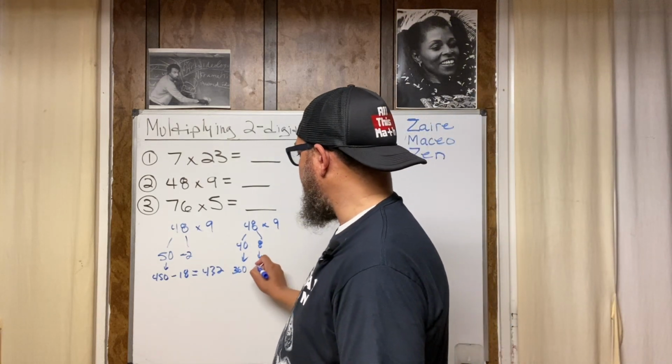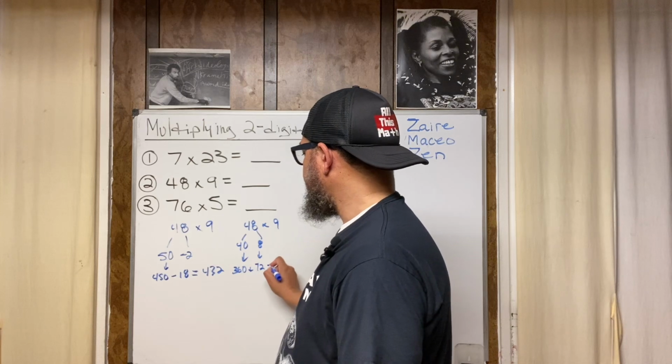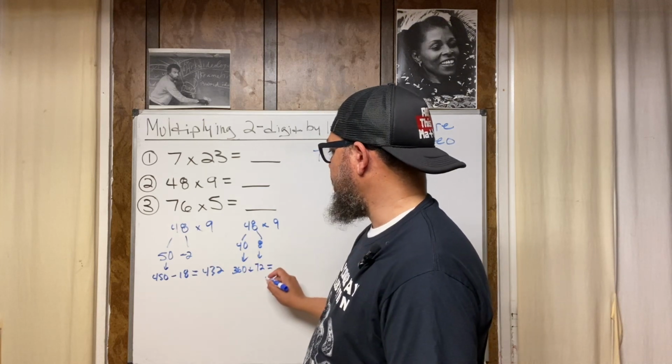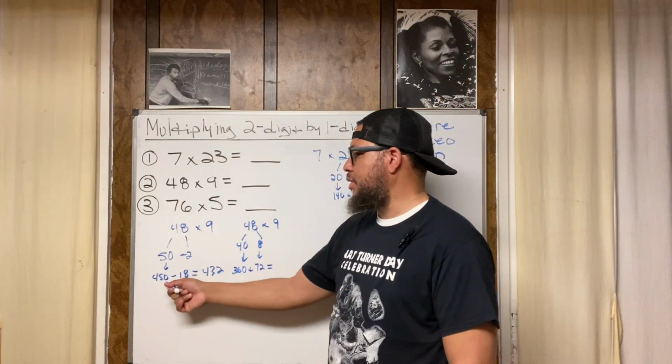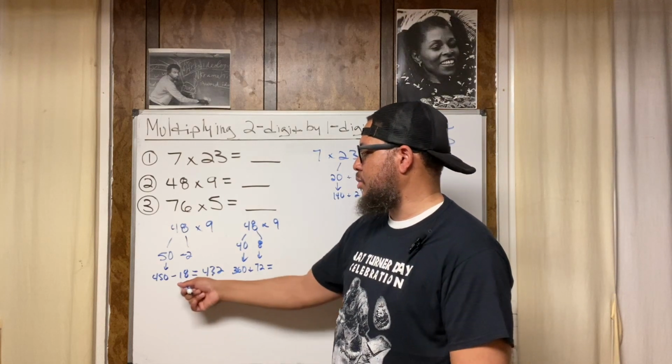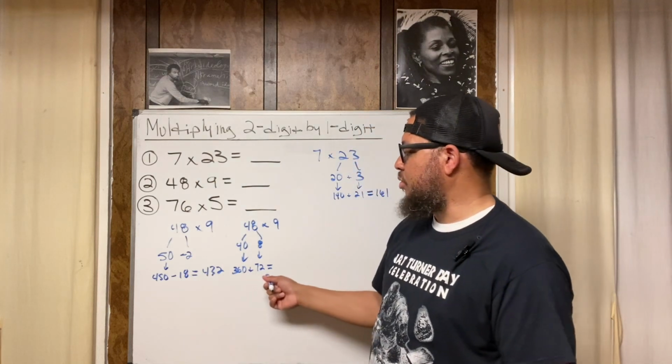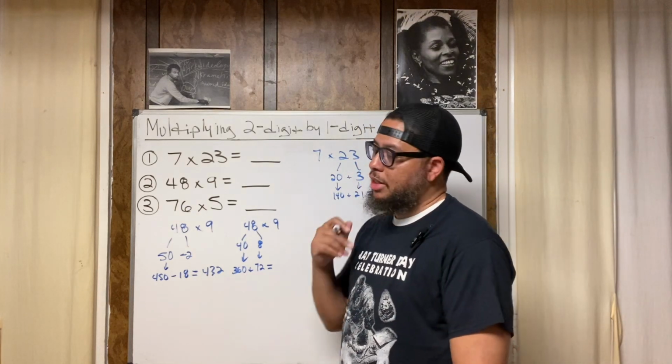Then we got 8 times 9. That's going to be 72. So now we got 360 plus 72. And you see why I wanted to do it this way? Because the subtraction is easier because we're subtracting a smaller number. Here we're doing 360 plus 70. All right, 360 plus 70.